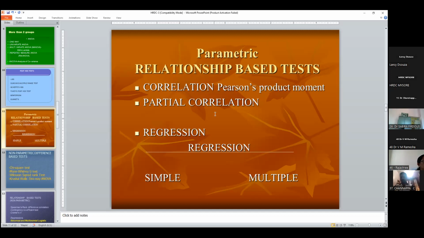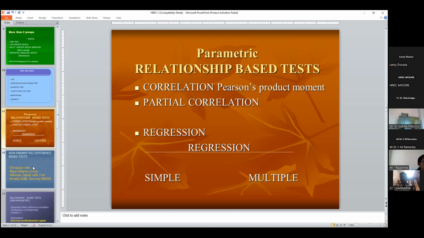So I have given two examples. You can check more. This is where we have finished the second line, the parametric relationship based tests. We finished with the parametric difference.